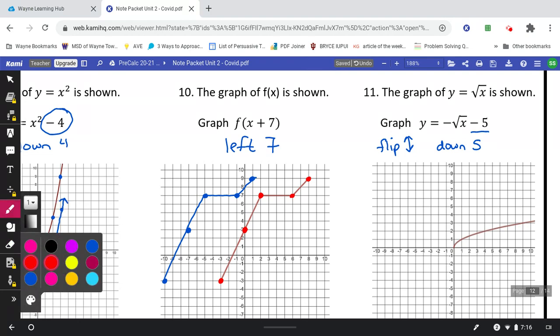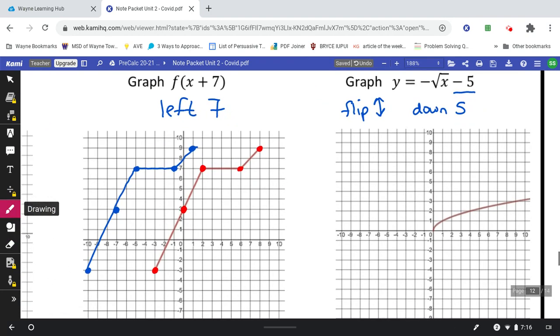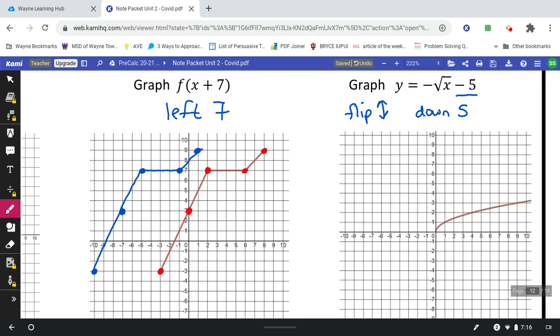All right, so now we're just going to identify a few points on this graph, and then we're going to move them down 5 and then flip it over. I think those 4 points will work pretty well. I'm just choosing the ones that are exactly whole numbers, that are crossing exactly on my grid lines.